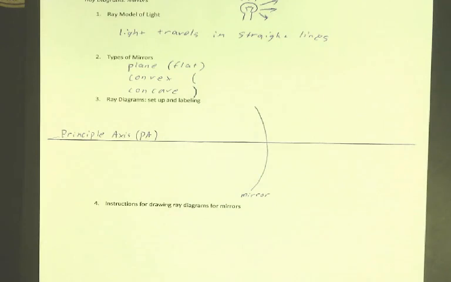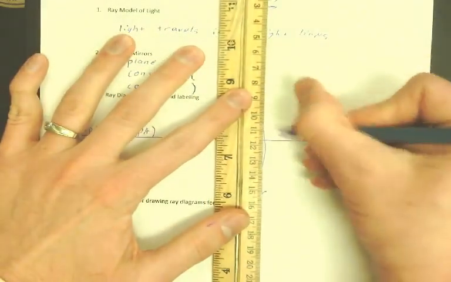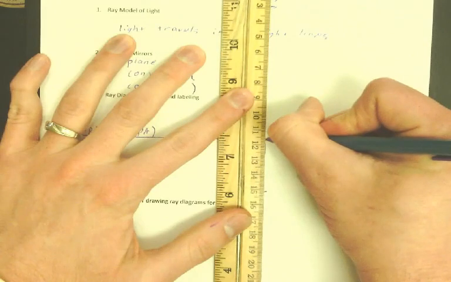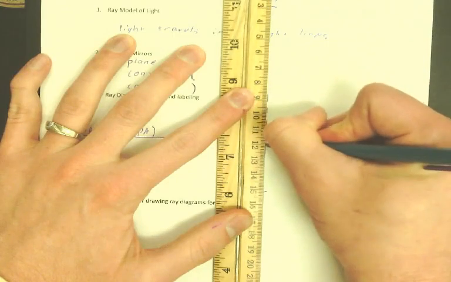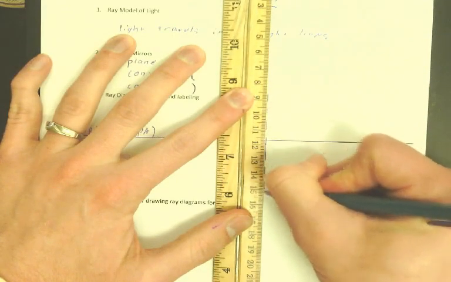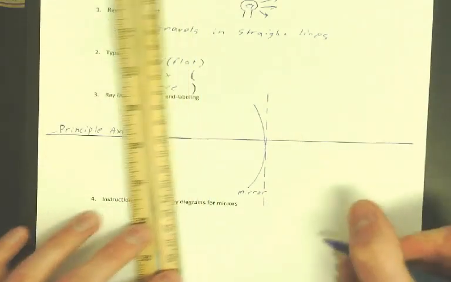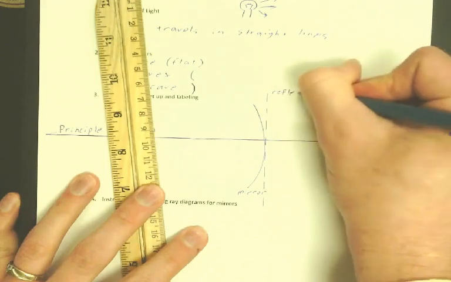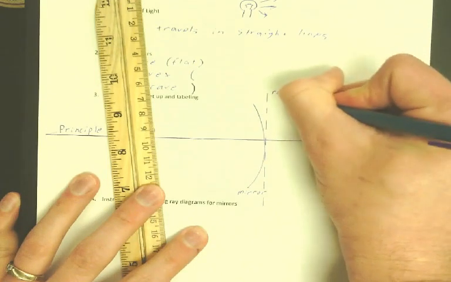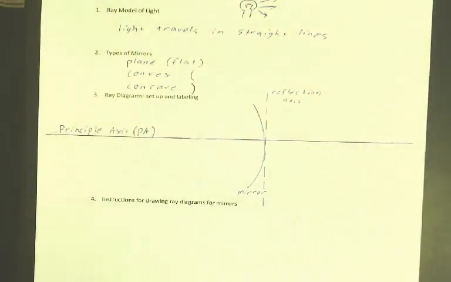Okay. Then you're going to draw a vertical line that starts at the end of the mirror. I usually draw it as a dashed line. That's called the reflection point, or the reflection axis. Okay. So far so good. We've got our principal axis that goes across the middle, our vertical reflection line, and our mirror.